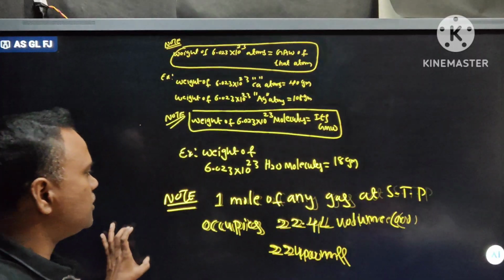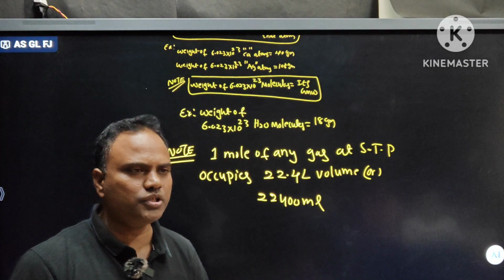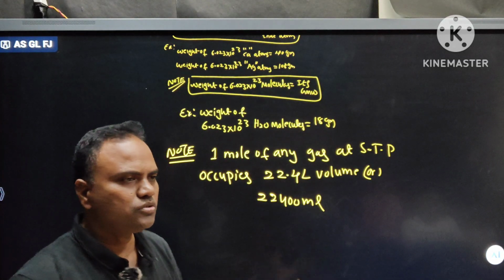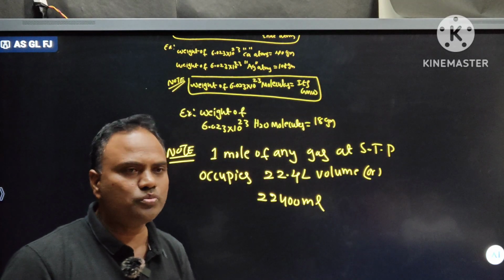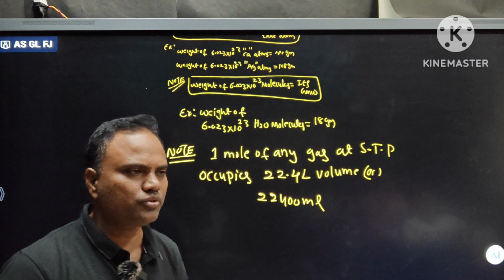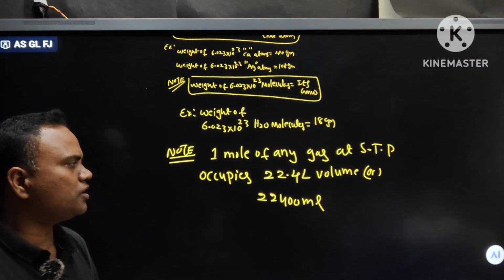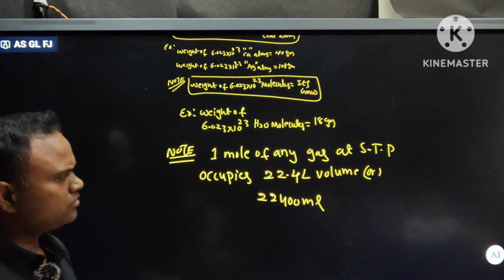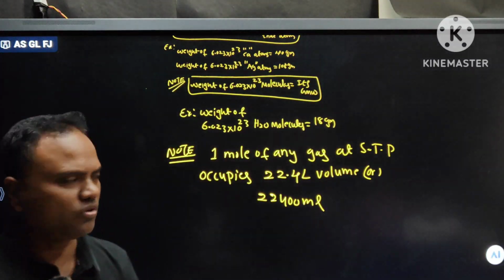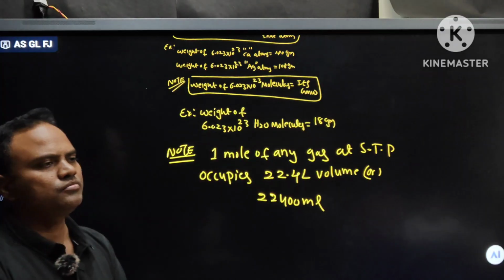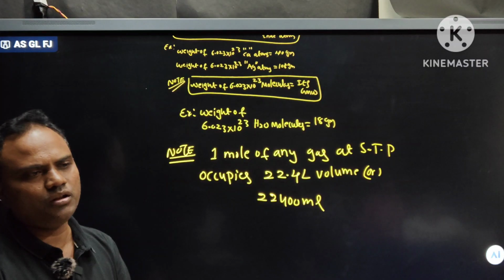During the numerical part, if we observe 1 mole of methane, what is its volume? 22.4 liters. 1 mole of oxygen gas, what is its volume? 22.4 liter. 1 mole of any gas at STP occupies how much volume? 22.4 liter, in ml, 22,400 ml. For any gas, methane, ethane, oxygen, nitrogen, hydrogen, 1 mole volume is 22.4 liter or 22,400 ml. Clear?